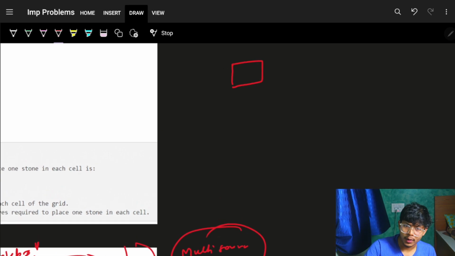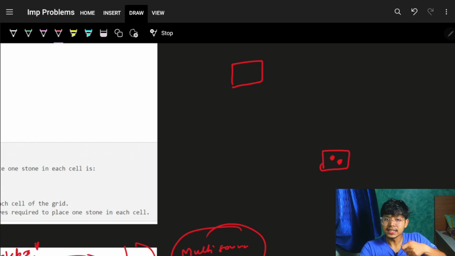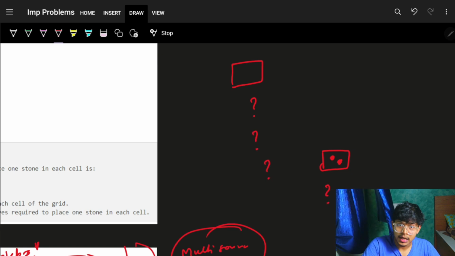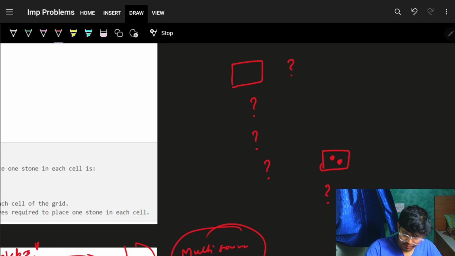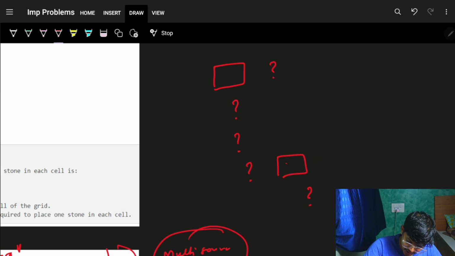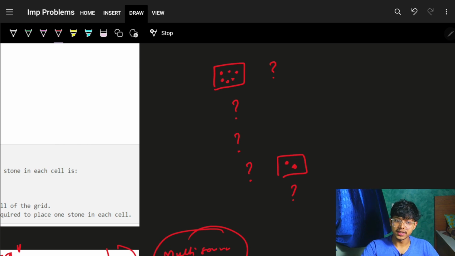So let's say I have one cell and I have another cell. Let's say this cell has 2 stones, right? And when I say question mark, I mean, okay, it's a cell which needs a stone. So it's a question mark, it's a question mark, it's a question mark, and also it is a question mark. So now you can see that I have a cell with 2 stones, and let me place it more on the side, and I have these 4 or let's say 5 stones in this cell.